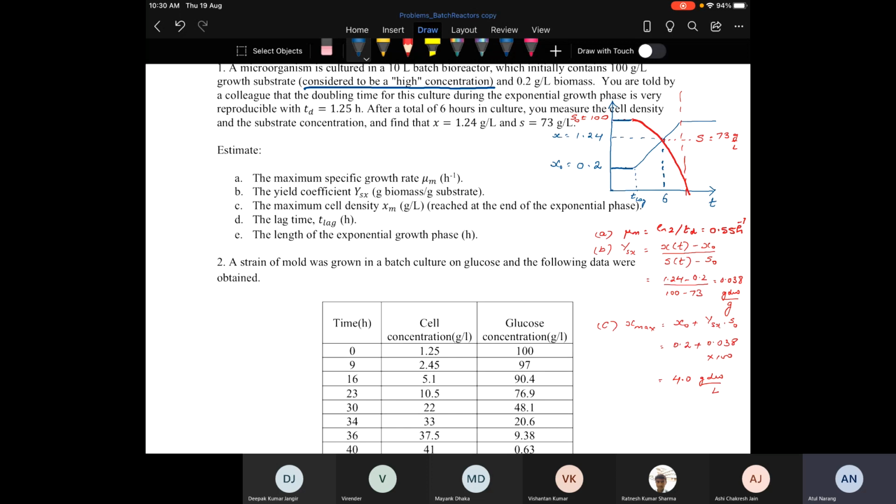That's called lag time. Has this stuff been covered in your microbiology course? Lag time and so on and so forth, lag phase? Yes, sir. Okay. So now, what is the lag time? So in lag time, the cell prepares itself for the growth phase.